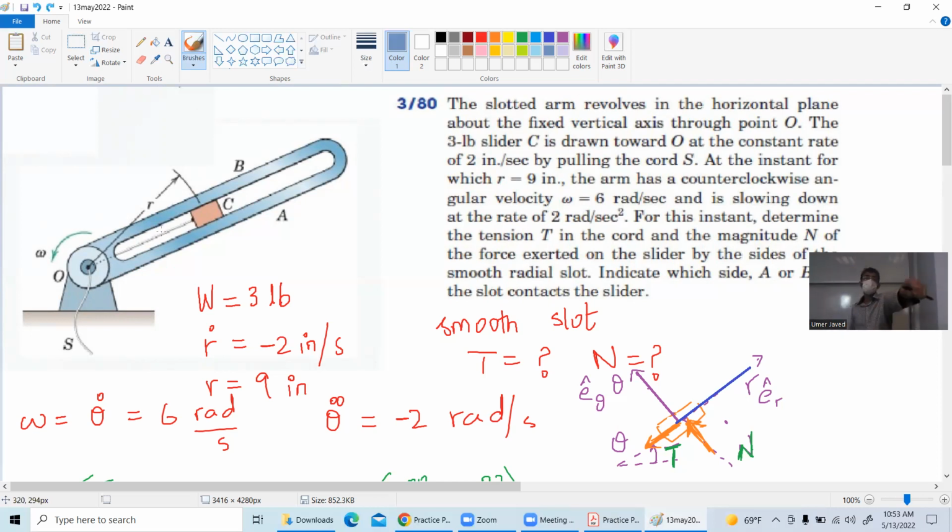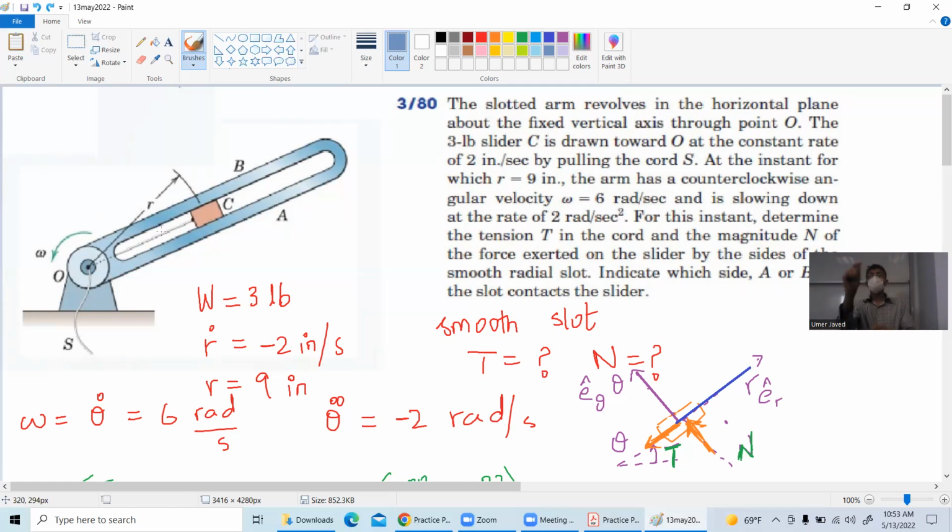So the question says, why don't you tell us how much force that slot arm puts on the mass? Because when it's going like this, the mass has force on it, right? So I have to find the normal force. I have to find the tension in that string or cord, because the mass wants to go away, let's say, and the string wants to hold it.